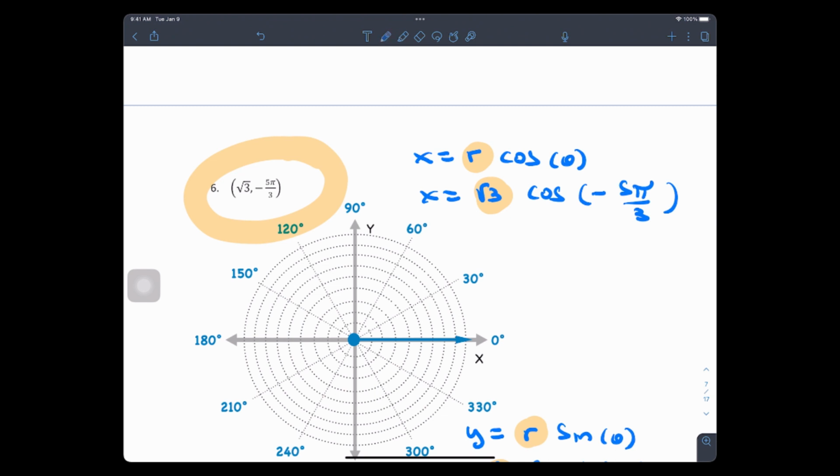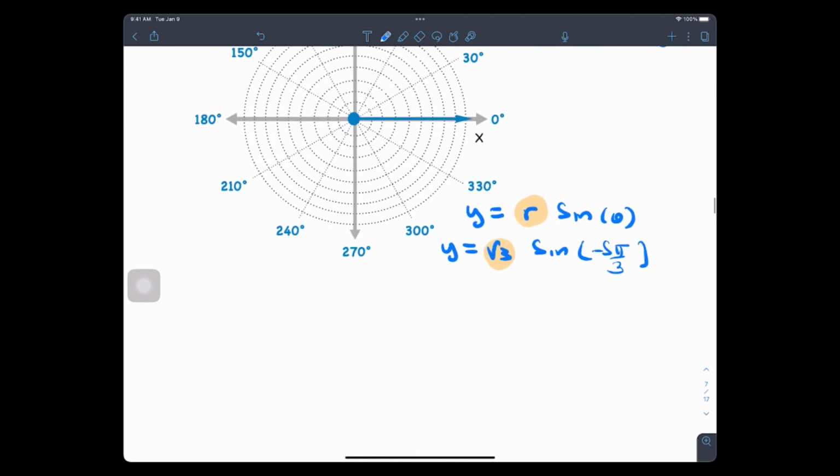What's this negative 5 pi over 3? How do I handle this? What do you guys think? You guys have taken trig. What does this mean? Is cosine even or odd? So what does that mean? Can I just say this is what, 5 pi over 3 for my x coordinate? What about for the sine here? What's this going to be?